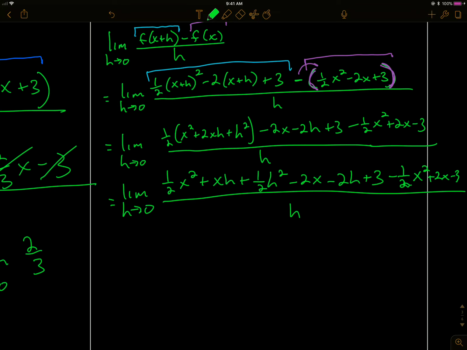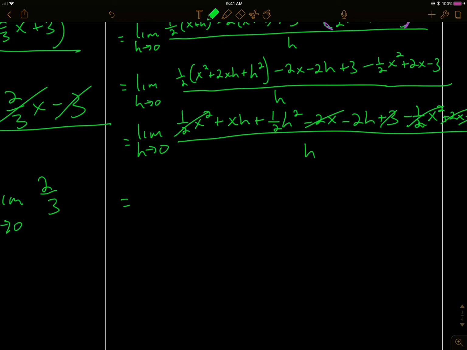Anything that doesn't have an h better cancel. 1/2 x squared minus 1/2 x squared. xh has an h. 1/2 h squared has an h. Minus 2x plus 2x. Plus 3 minus 3. Yes, it all canceled. We're good to go.